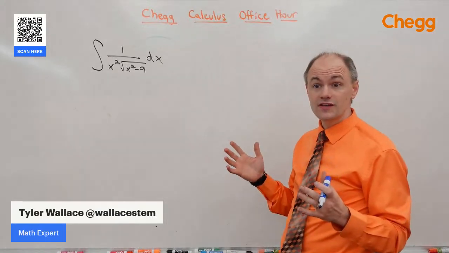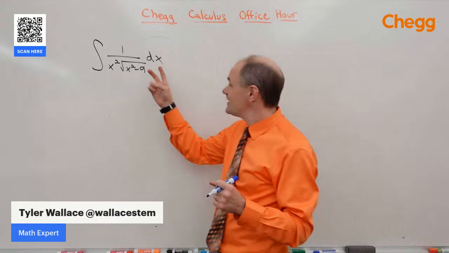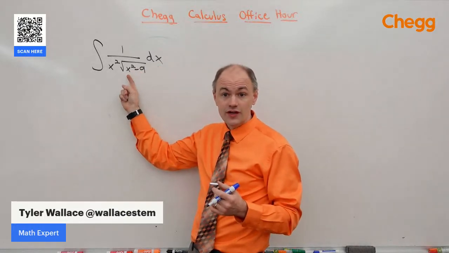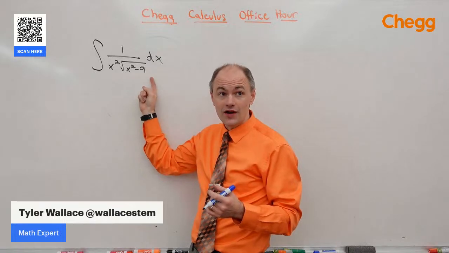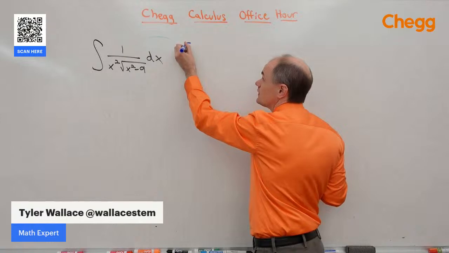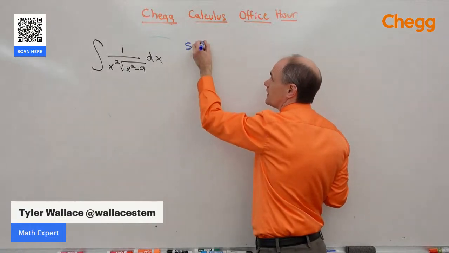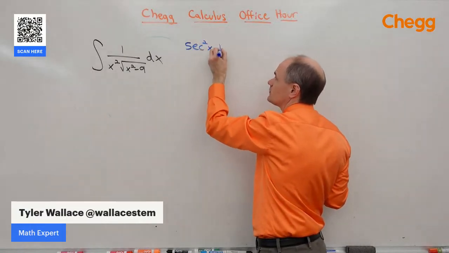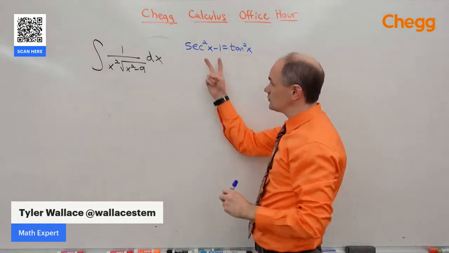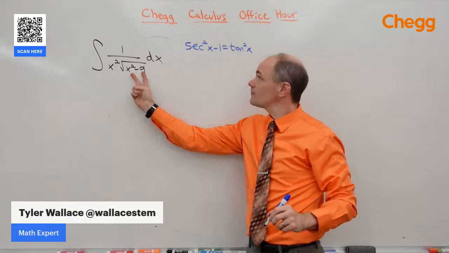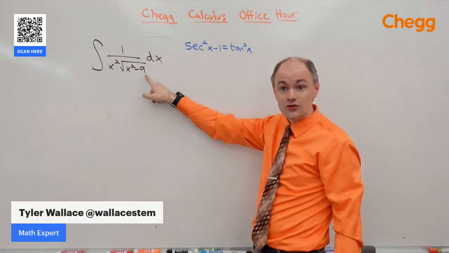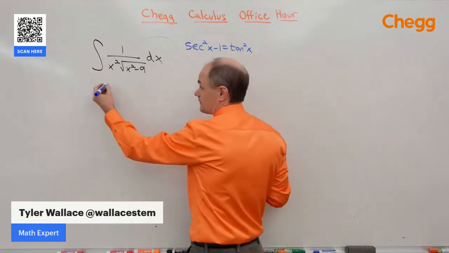Ultimately, our goal with trig substitution is to simplify the square root using a Pythagorean identity. We want a trig ratio squared minus 1. The one we can use is that secant squared of x minus 1 is equal to the tangent squared of x. So we're going to make this into secant squared minus 1 so that we can change it into tangent squared and take the square root. So how do we do that?